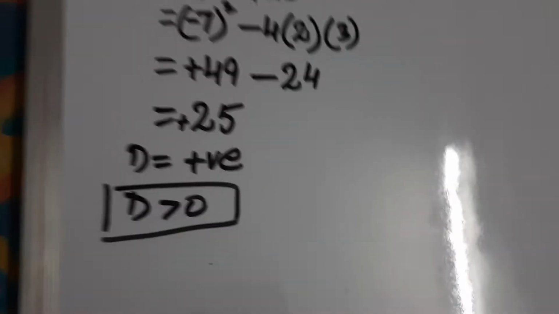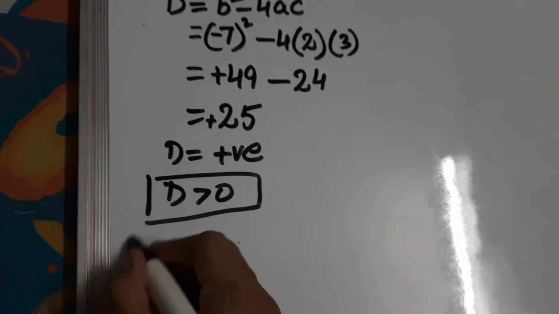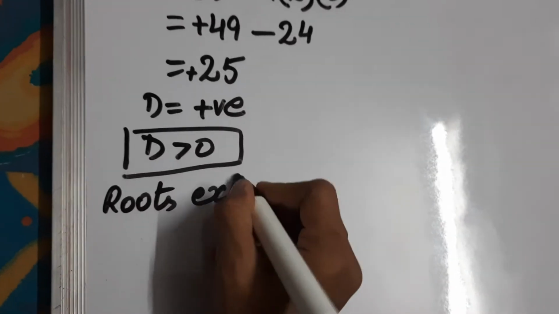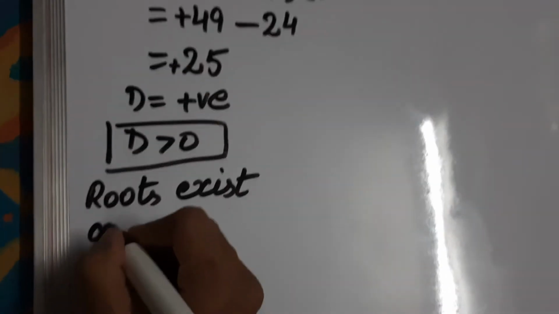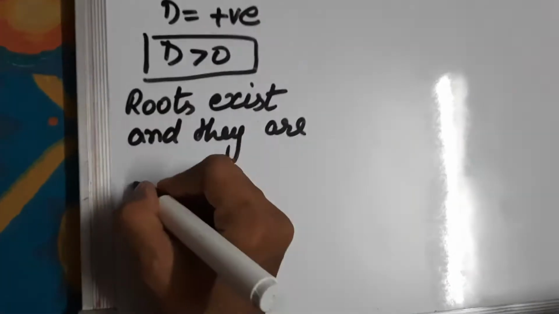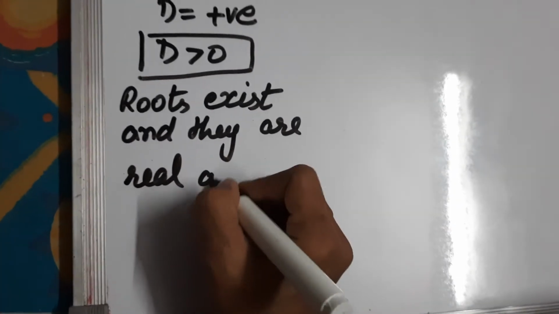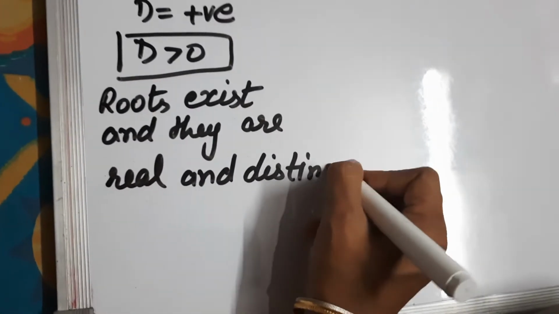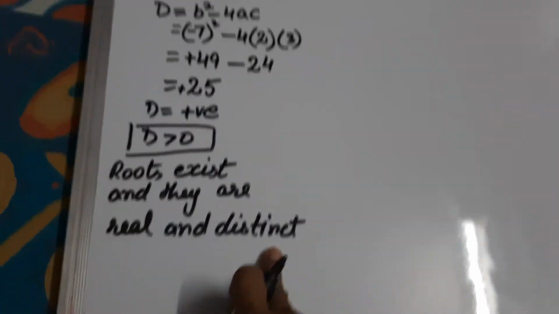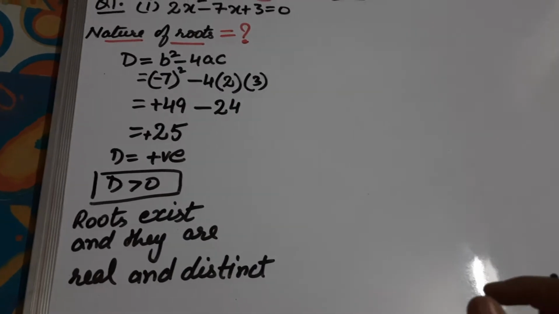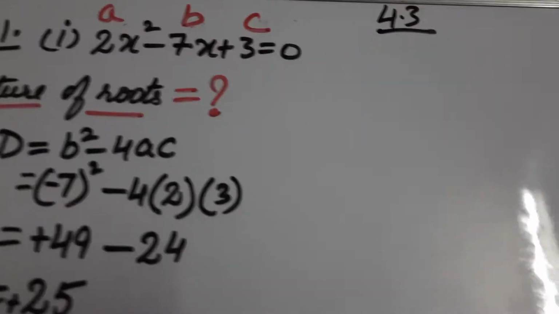If D is greater than 0, so nature of roots is roots exist, and they are real and distinct. Distinct means the two values of x that we will get, both will be different. Okay, so now let us solve by using the quadratic formula.